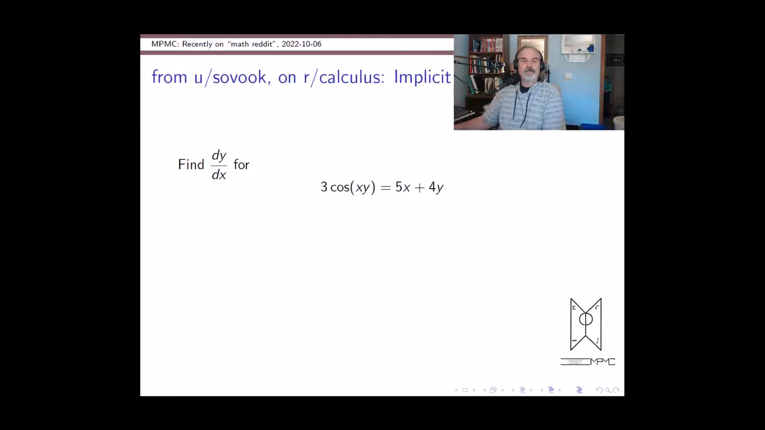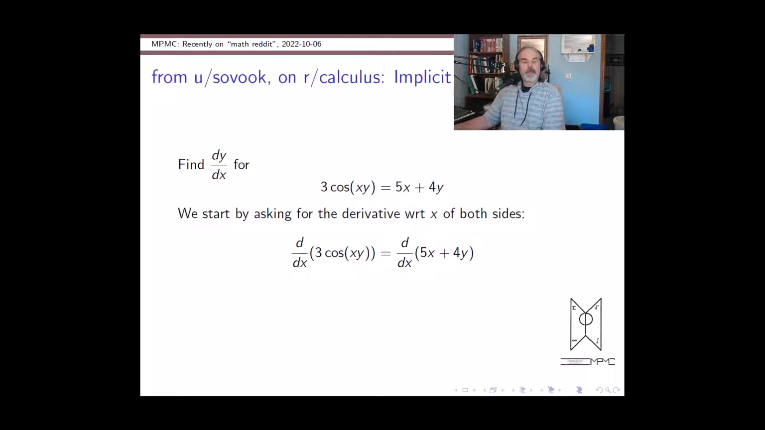The way this works is that we just ask for the derivative with respect to x of both sides. This is exactly what you do with a function that is already pre-solved for y. You are finding d over dx of both sides. It's just that if the left side is already y equals, then the dy/dx just falls into your lap. Here, we're going to have to dig it out a bit.